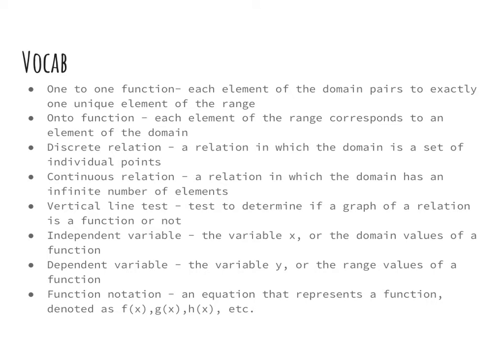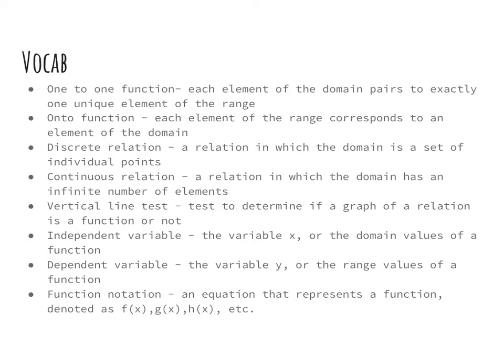A discrete function is a relation in which the domain is a set of individual points. So you can list them off and have them all written down. A continuous relation is a relation in which the domain has an infinite number of elements, so you would not be able to write them all down in a list.